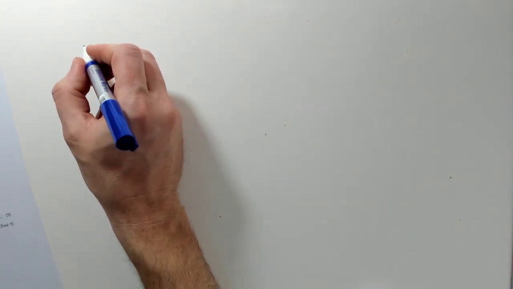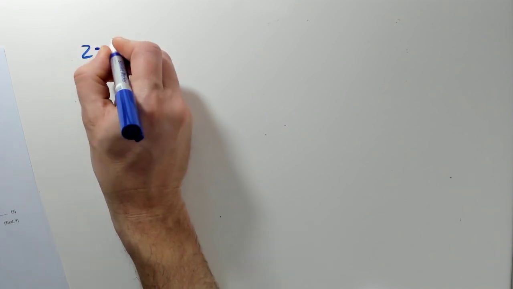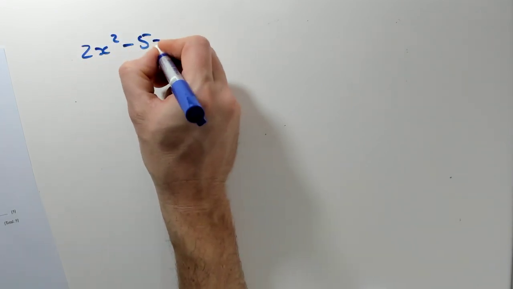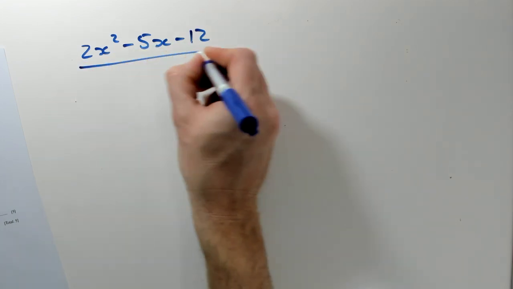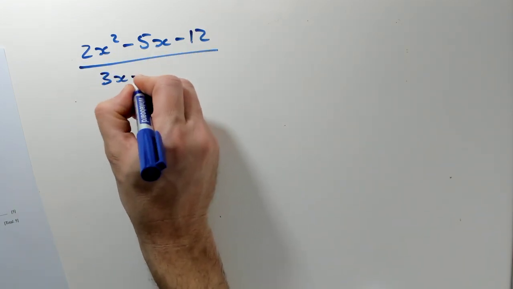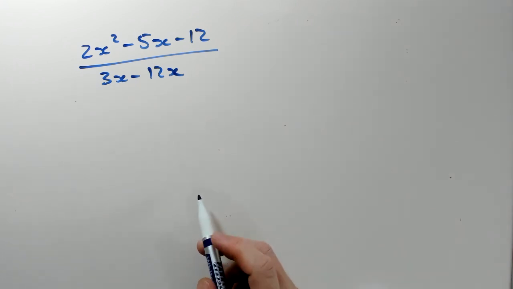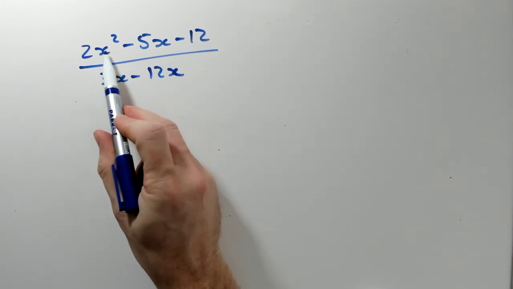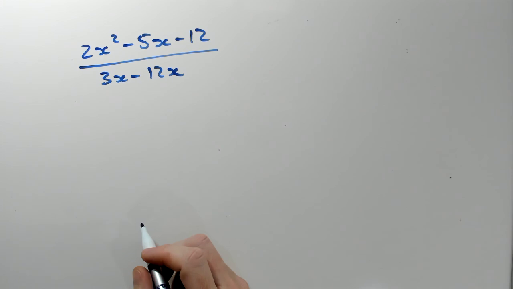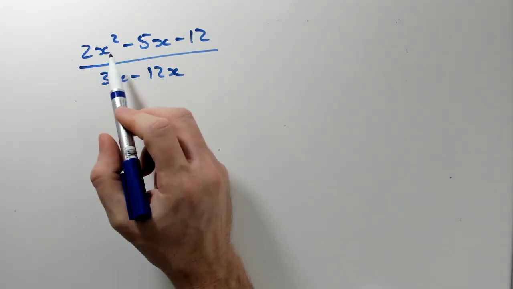Next one is number 5. Simplify the following. So we have 2x squared minus 5x minus 12 over 3x squared minus 12x. Okay, so at the top here I have a trinomial, but the coefficient of x squared isn't 1. So there's a cheat. I'll show the cheat afterwards. So let's just think about how we usually do this.